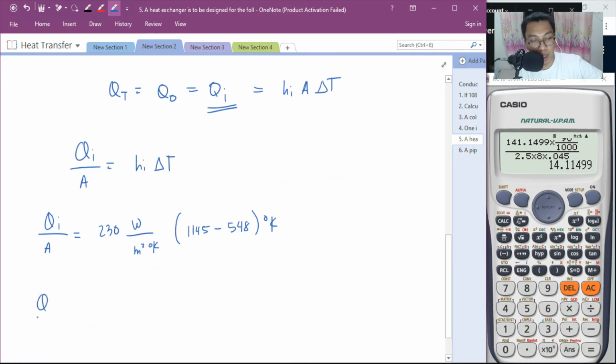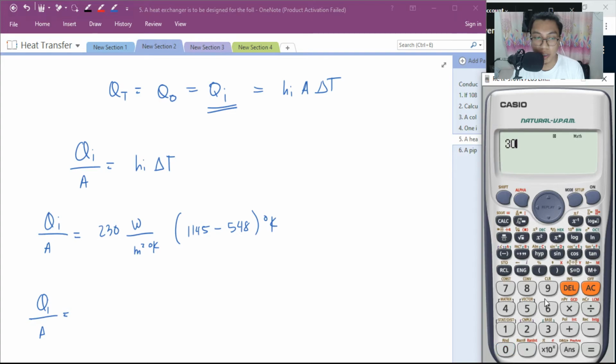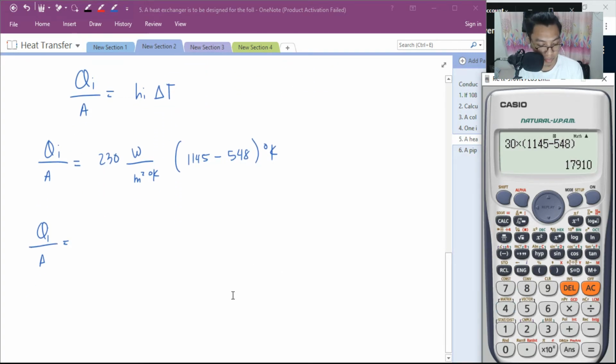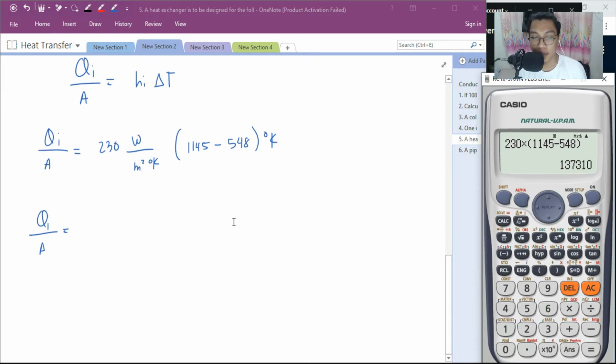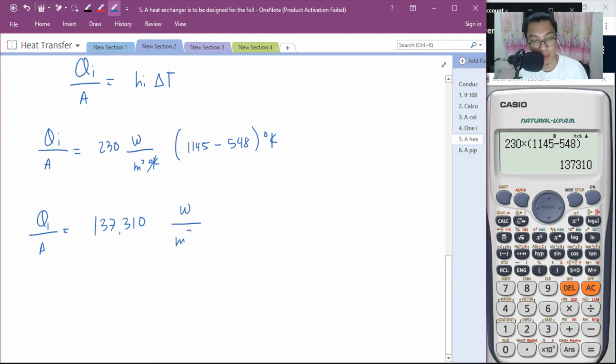So, mahanap mo na yung QI over A. So, that is 230 times 1145 minus 548. That is 230 times... Kulang, 230. Yan. So, 137,310. Anong unit? Cancel yung Kelvin. Watt per meter squared. Okay.